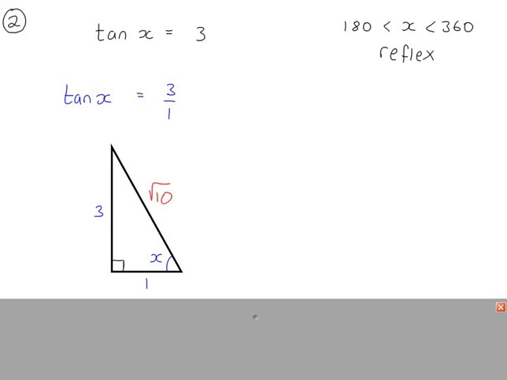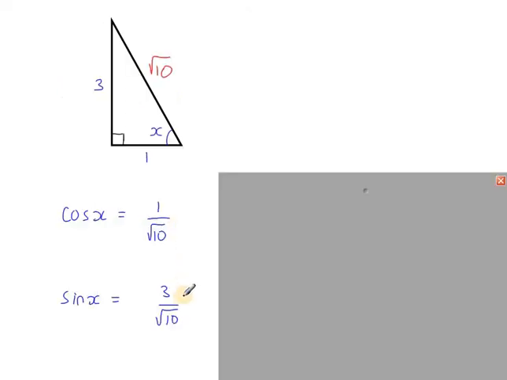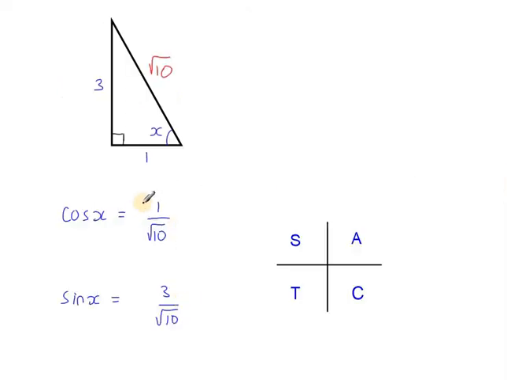Now we can work out the exact ratio for sine and cos. So we have these ratios. Now we look at the CAST diagram to work out the sign of each of these ratios. Reflex angles are here in quadrants 3 and 4, but our tan ratio that was given had a positive ratio, so we're confident that our angle is in quadrant 3. In quadrant 3, only tan has a positive ratio. That means the cosine ratio is negative and the sine ratio is also negative.